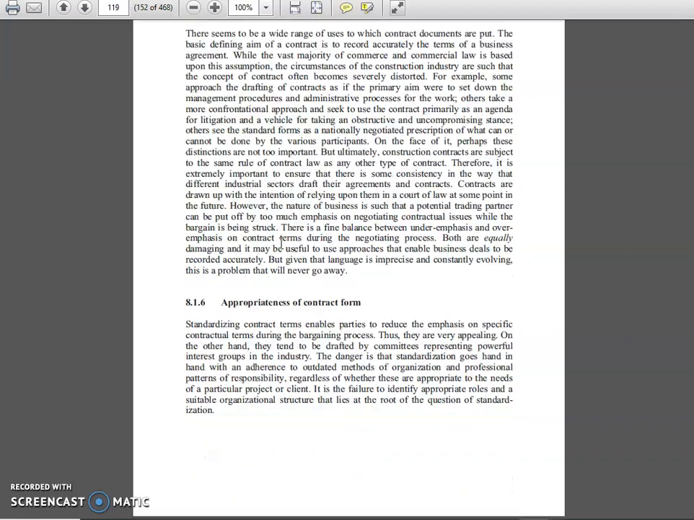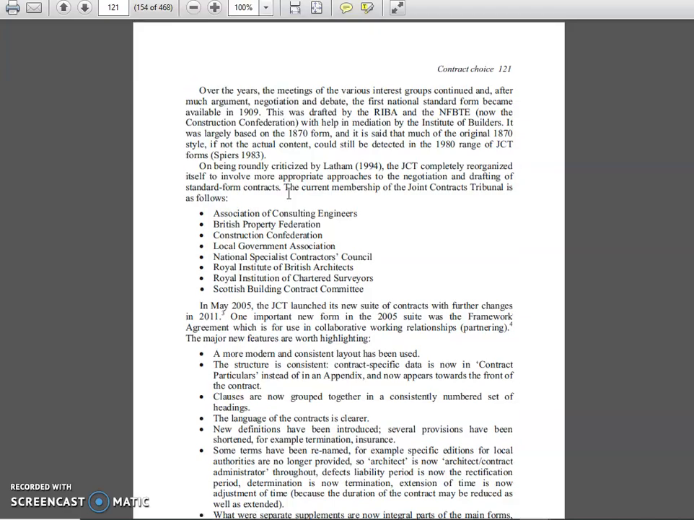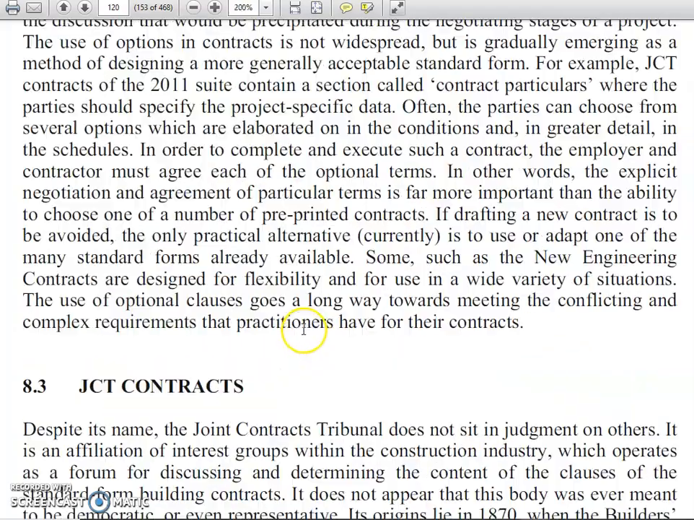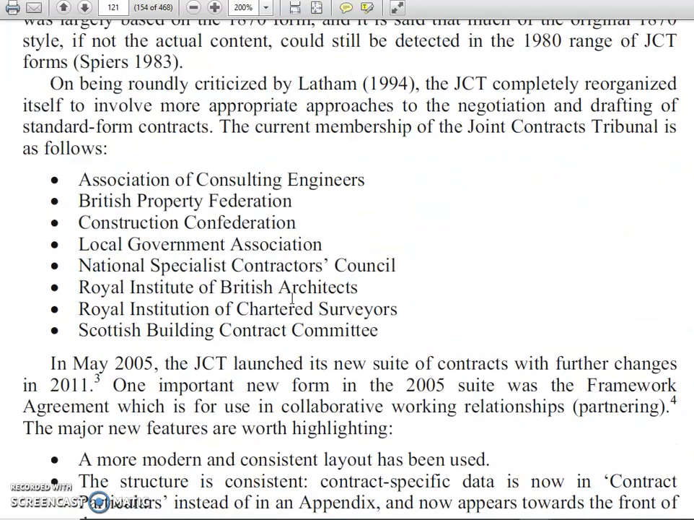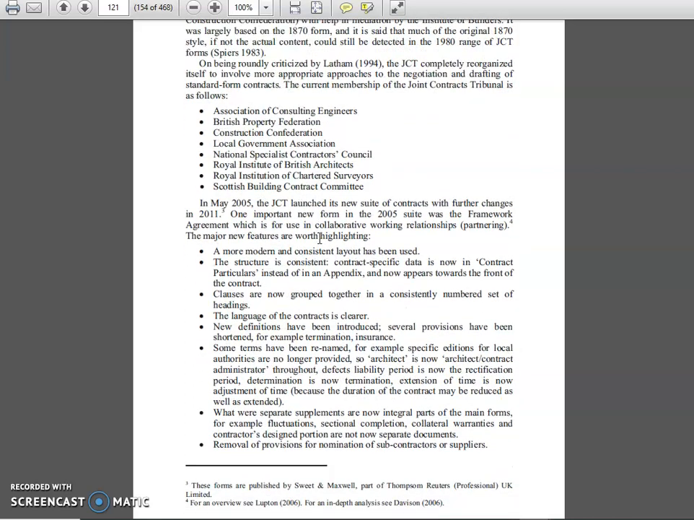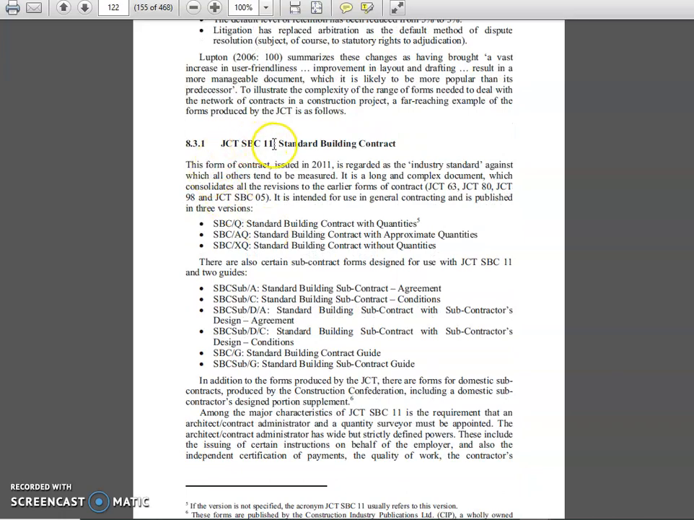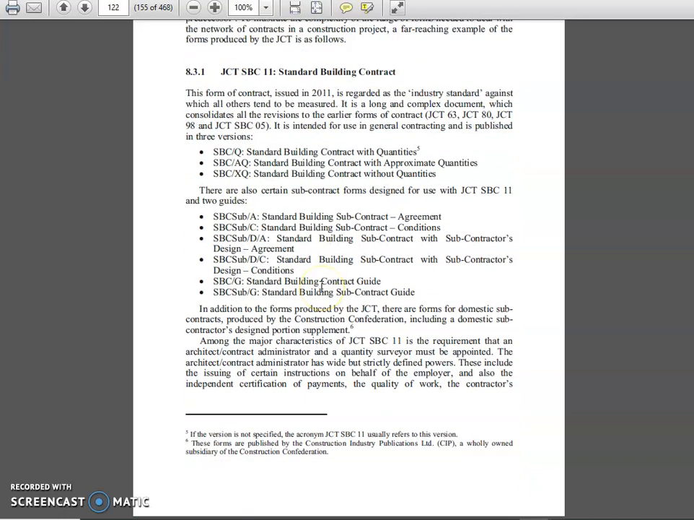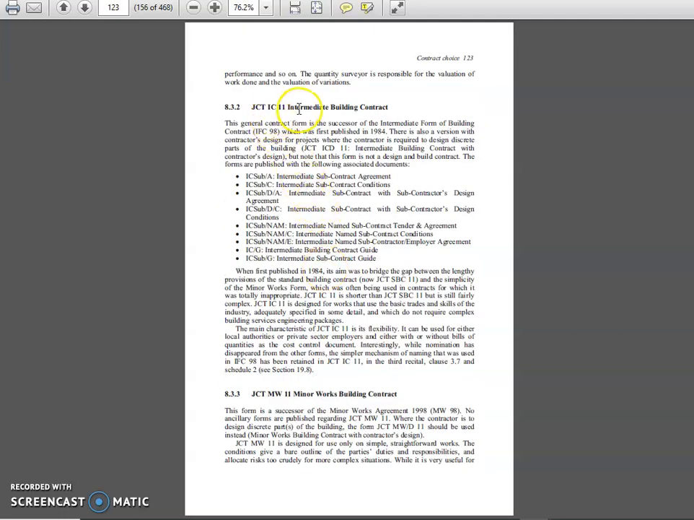On page number 120, you can see 8.3. You can see the whole information regarding JCT contracts. I hope you are able to see the screen now. This is all about JCT contracts, who is involved in it, what, how, when, and how JCT was launched. You can see here JCT SBC Standard Building Contract 11. I'll keep it on this page so it is easy for writing. Then the Intermediate Building Contract IC 11. So what it says, how it is useful and all.